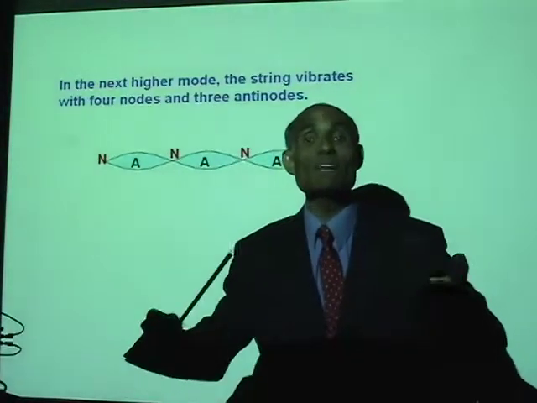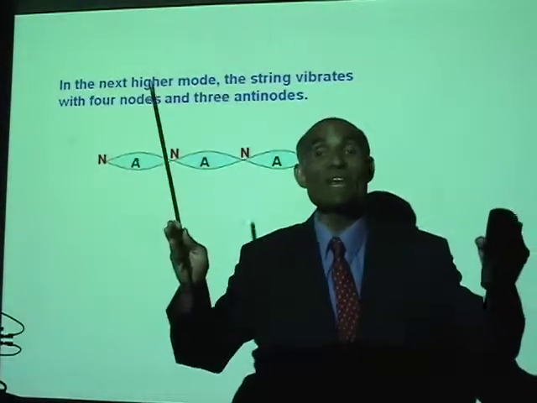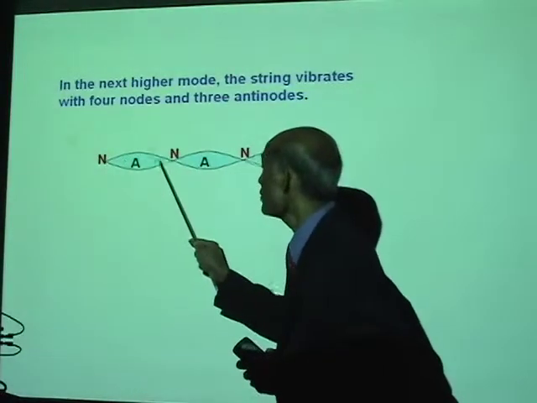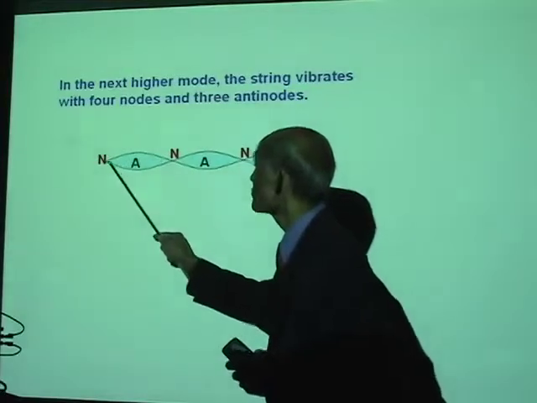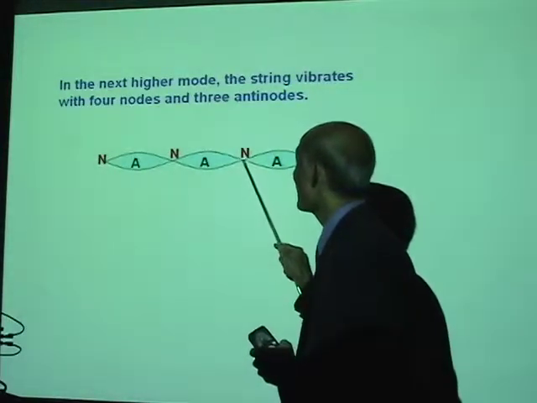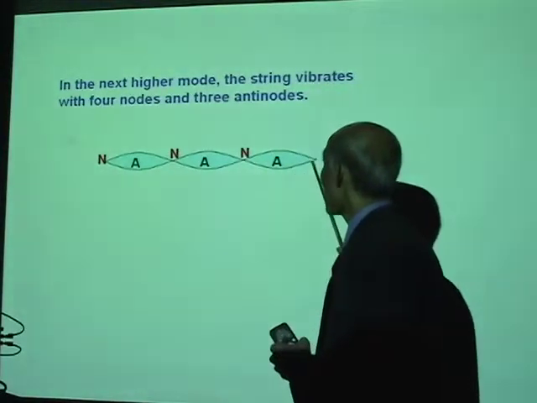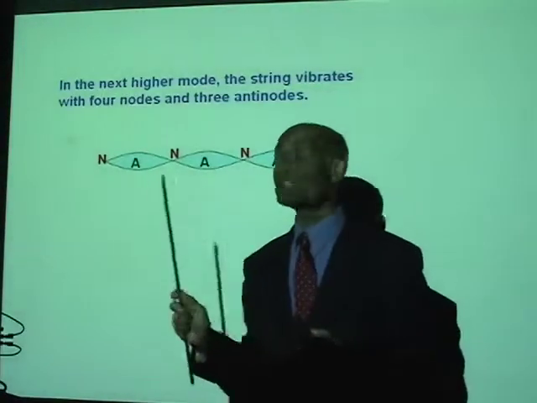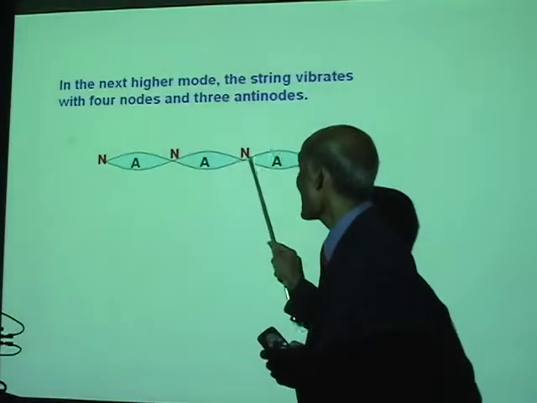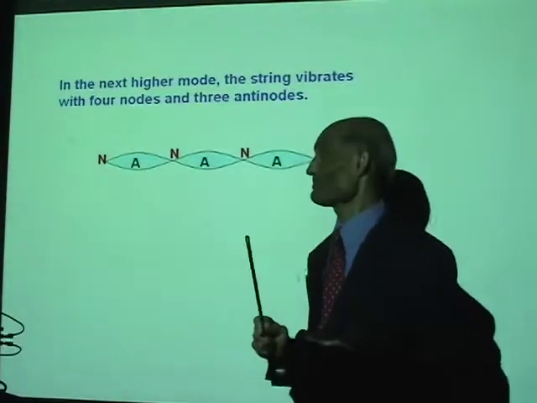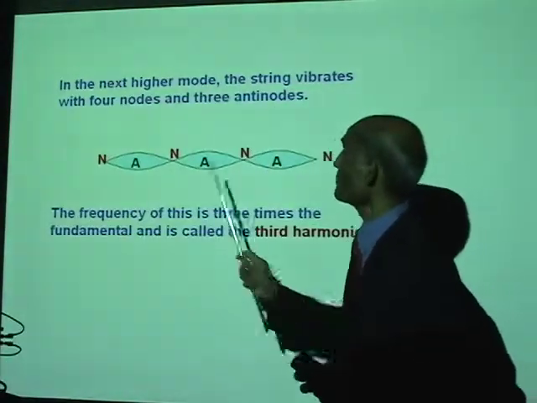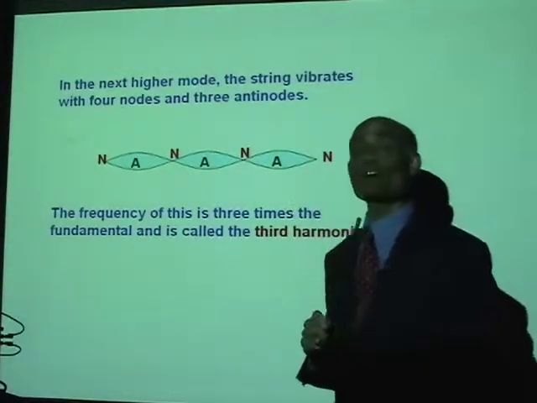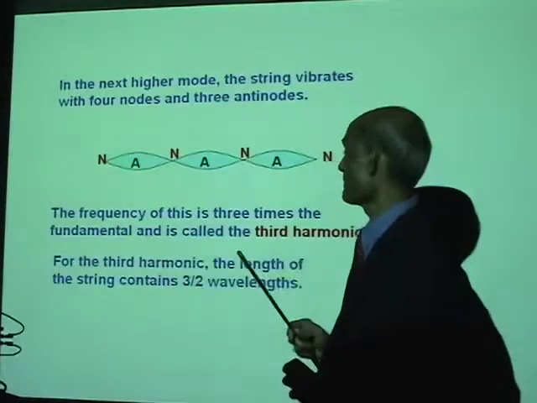How many wavelengths are contained in the length of the string? You can see wavelength is the length of 2 loops. So this is 1 full wavelength, and you have another half a wavelength. So the length of the string now contains 1.5 wavelengths. There you are. And the frequency of this mode is the 3rd harmonic of the string.